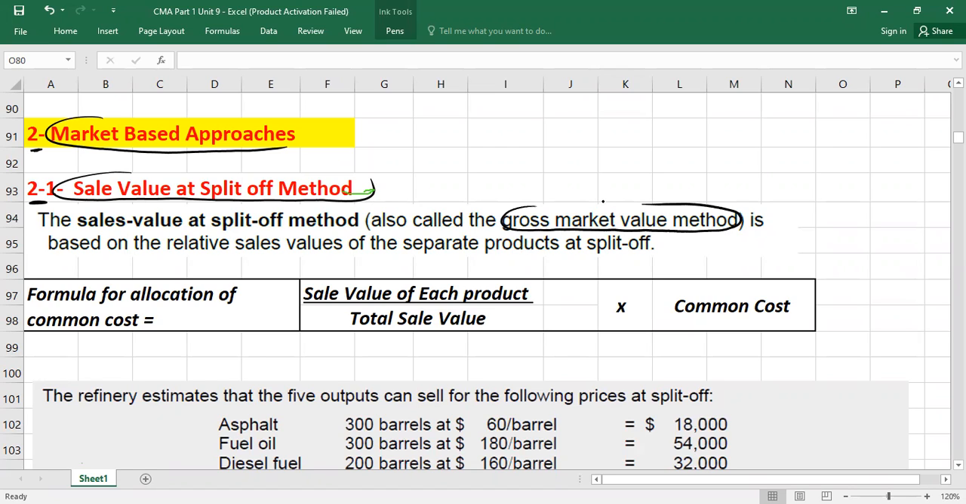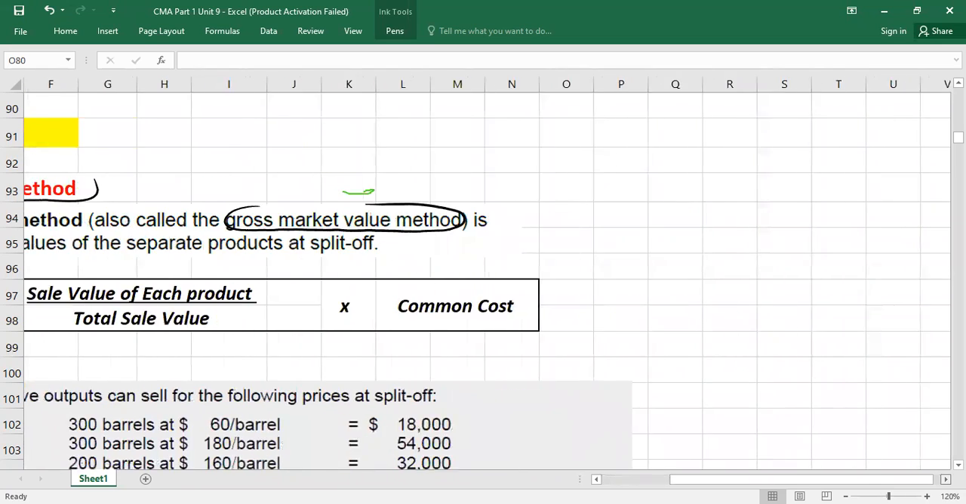What does it mean? It means, what if we sell the product at the split-off point where the product was recognized separately? What is the sale price you will get at that point? If I use that sale price to allocate the common cost, what will be the share of common cost allocated to each product? Understood? How is it going to work? Let me show you with the help of an example first.